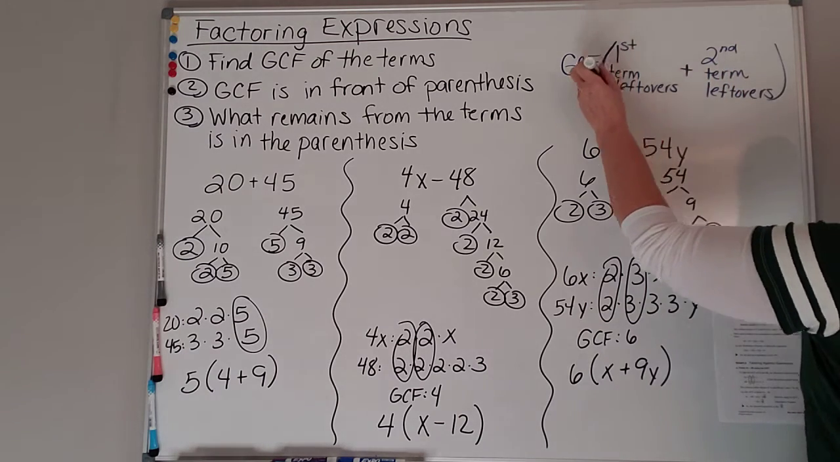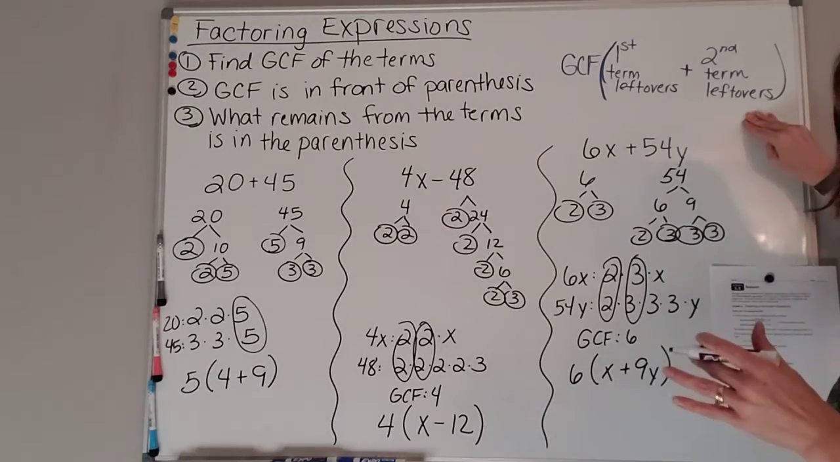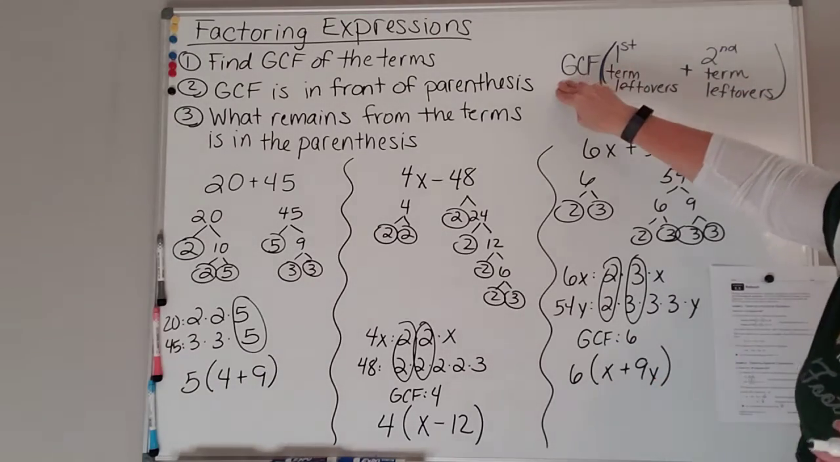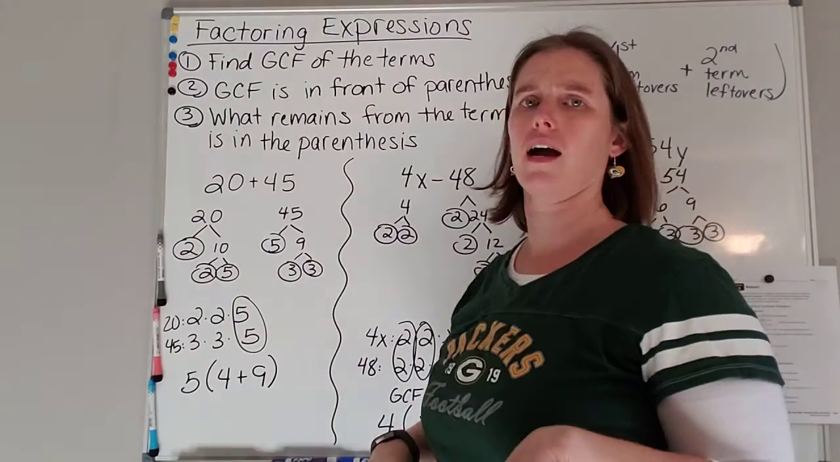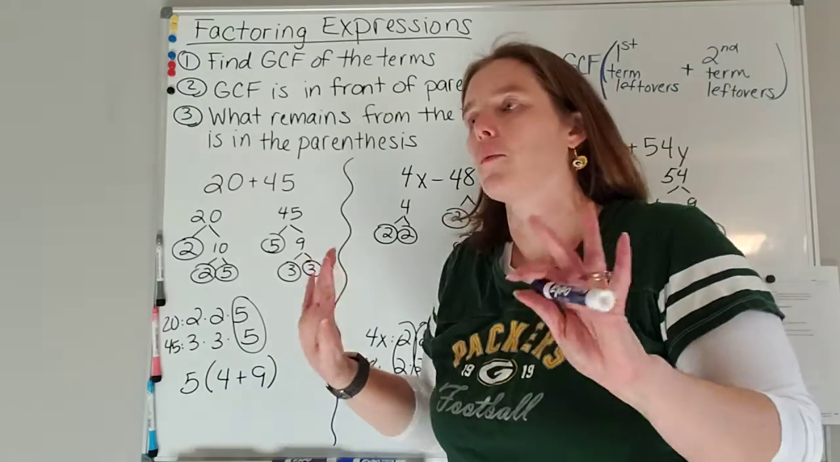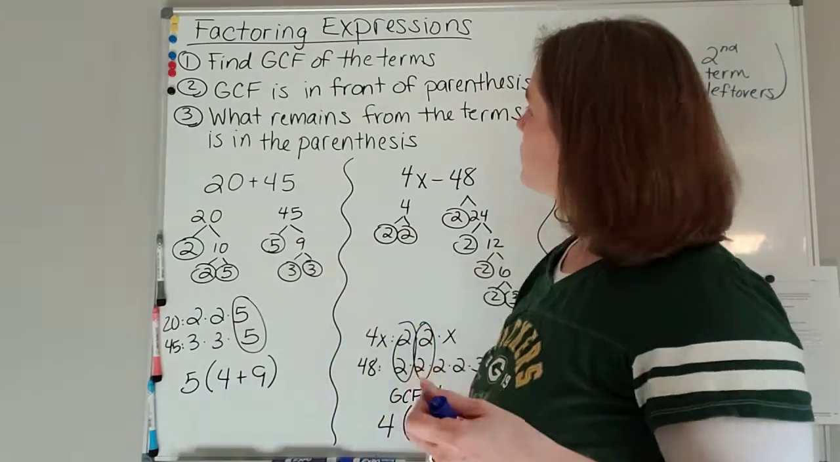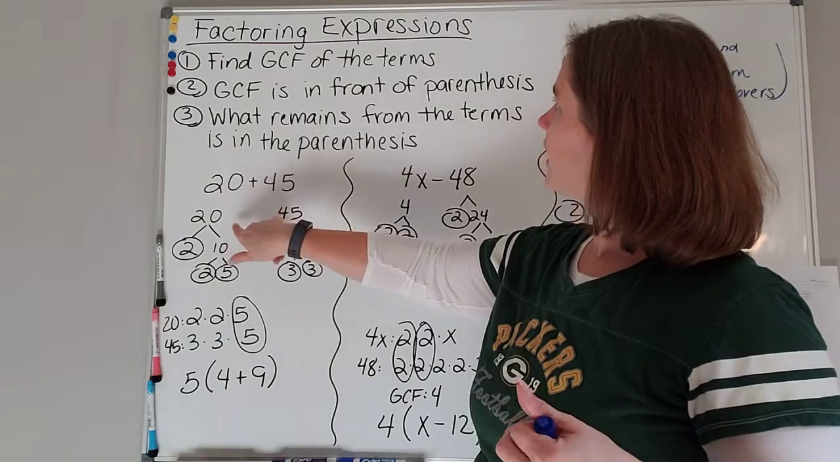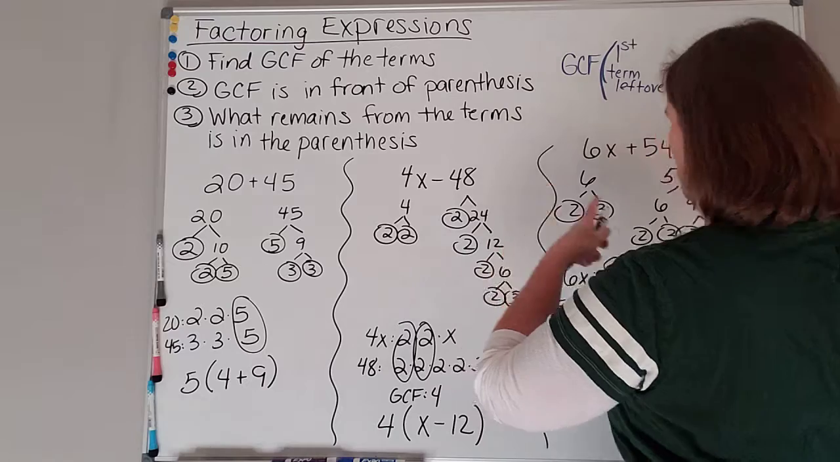And we always keep it in this order. First term stays first, second term stays second, and the GCF is out in front. All right, so let's start with this first example, 20 plus 45. You're going to say, I just want to add them. I know. But let's look at something with just numbers first. So you're going to prime factor, and maybe that's something you can add up here. Find the GCF of the terms.